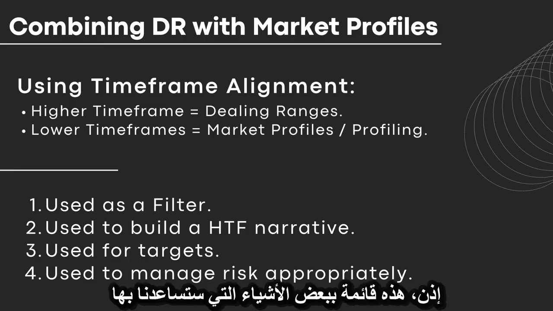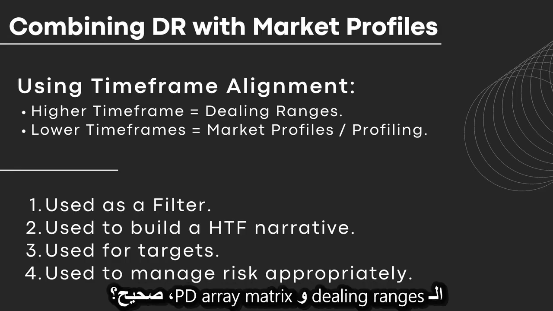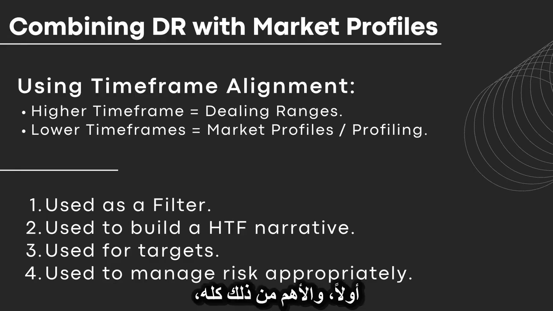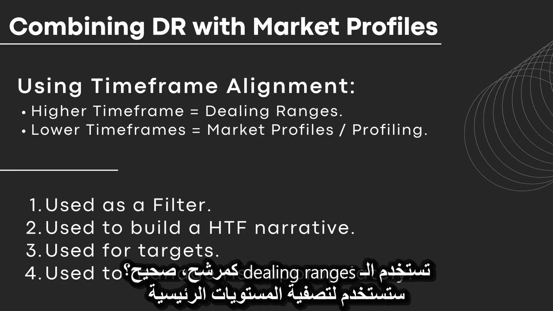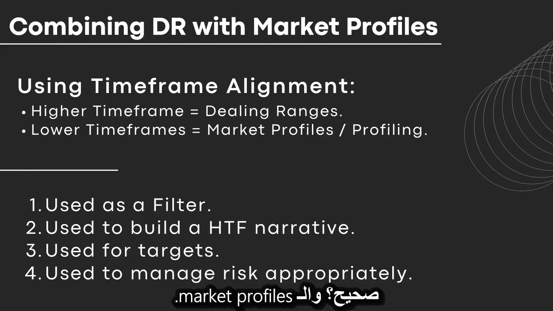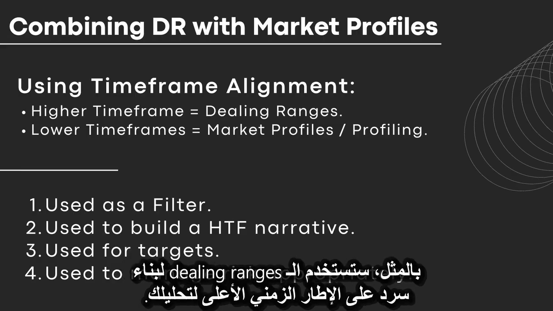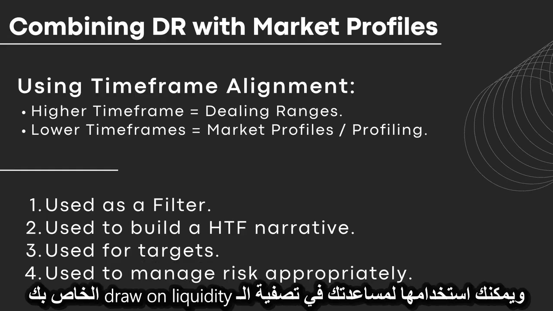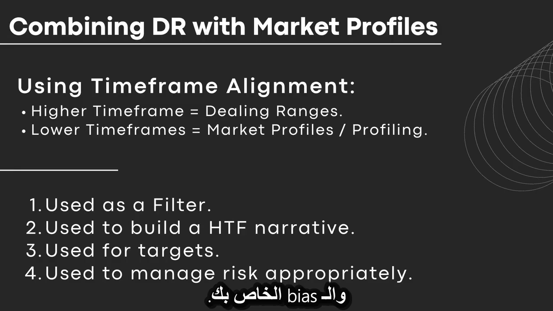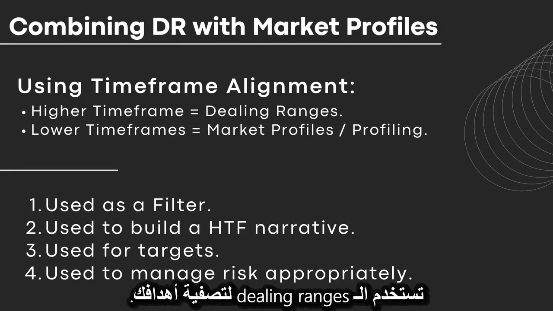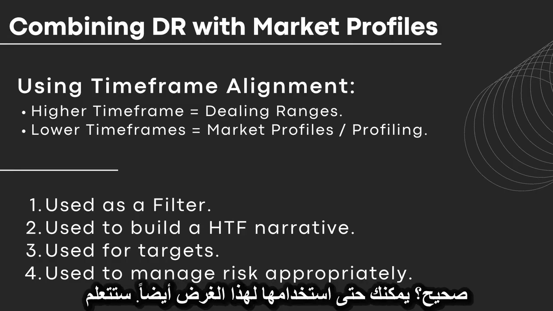So here is the list of some of the things that dealing ranges and PDRM metrics will help us with, right? First of all, the most important of all, dealing ranges are used as a filter, right? It will be used for filtering out key levels and market profiles. Similarly, dealing ranges would be used to build a higher time frame narrative for your analysis, and you could use it to assist you in filtering your drawn liquidity and your buys. Dealing ranges are used to filter out your targets, right? You could even use it for that purpose as well.